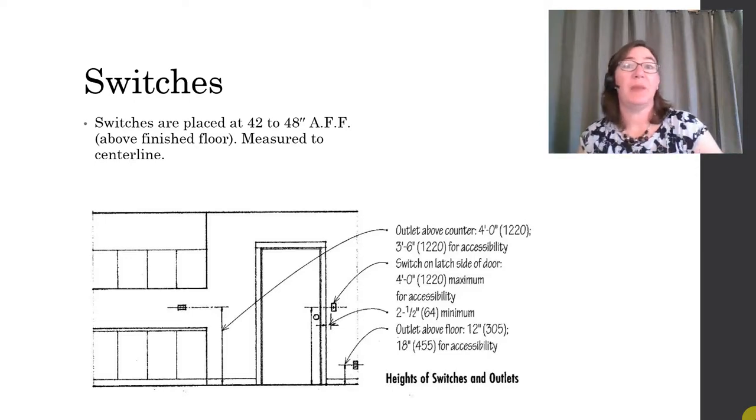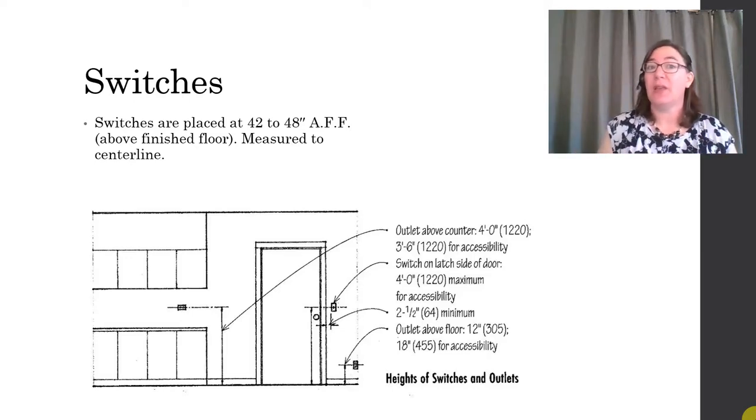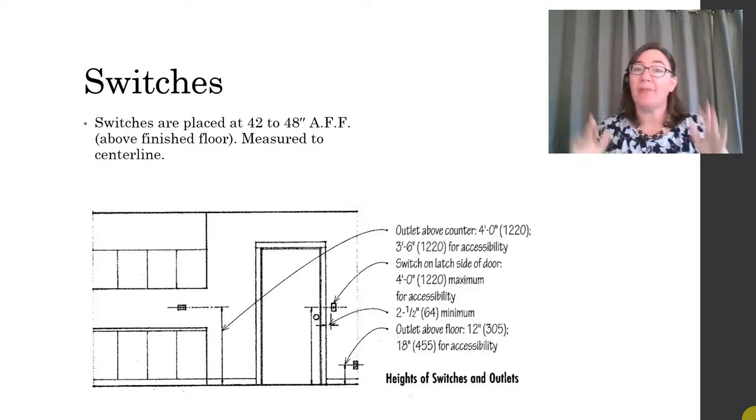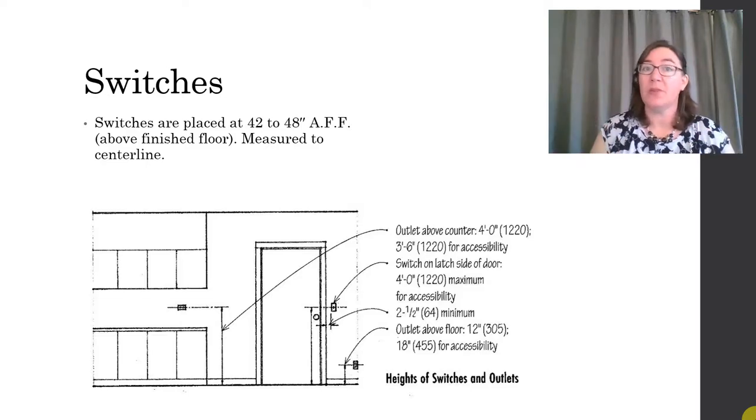So we've talked about switches in plan. Let's talk about them in elevation. They're typically placed about 42 to 48 inches above the finished floor, measured to the center line of the switch. In a residential project, you have a little bit of leeway with this, and you can tailor it to your client if you so desire.